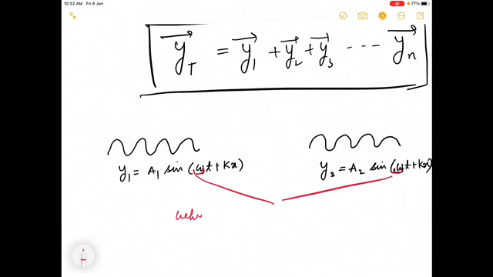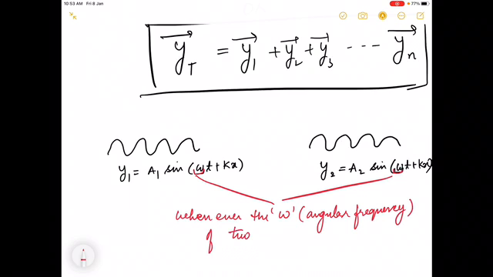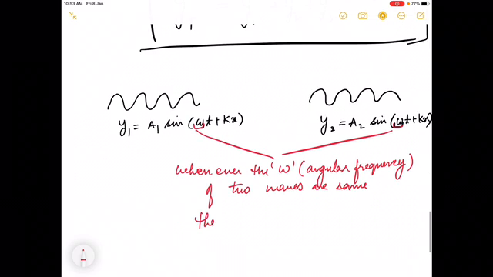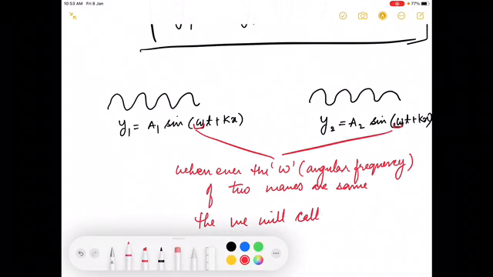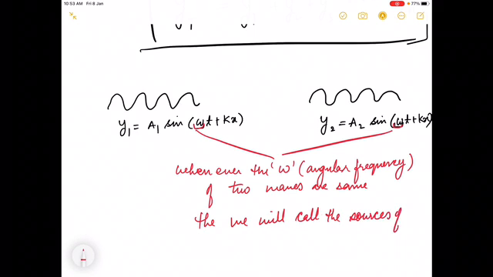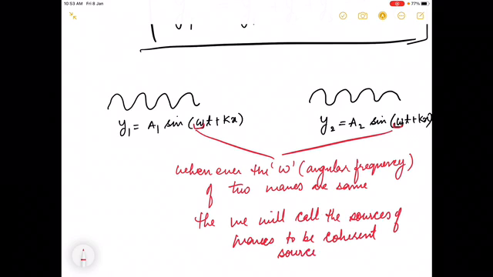whenever the omegas, omega meaning the angular frequency, of two waves are the same, then we will call the sources of the waves coherent sources. Wherever your wave is coming from, we'll call that source a coherent source. Then we will call the sources of the waves to be coherent sources and the waves to be coherent waves.